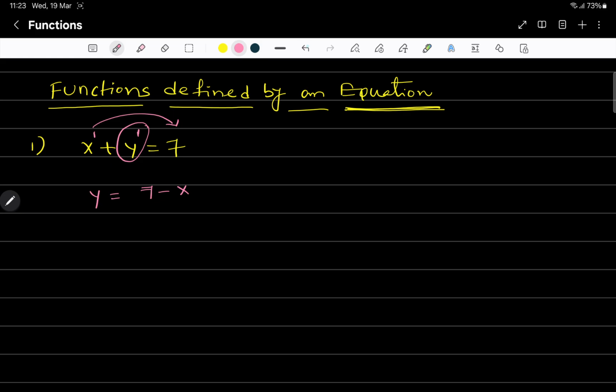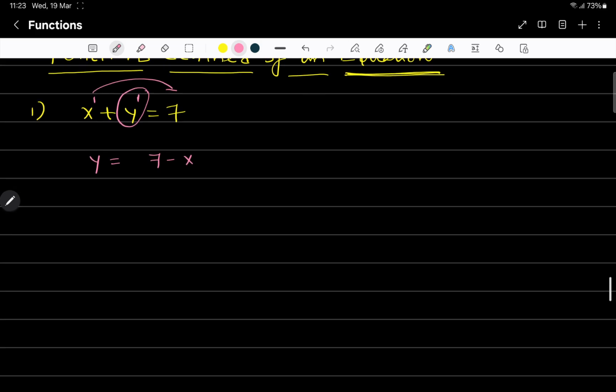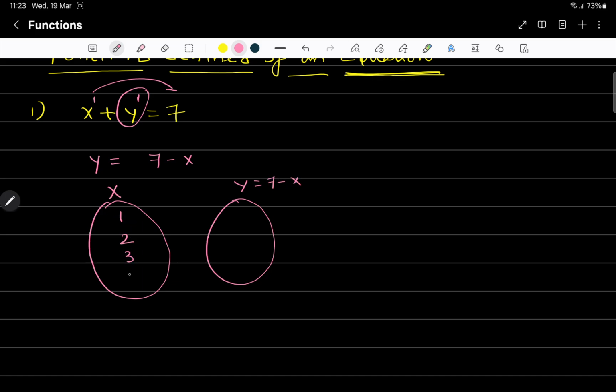So y is equal to 7 minus x. Now I will take some values, here x and here y. y is equal to 7 minus x. Now I will give some numbers: x is equal to 1, 2, 3, 4. Check y. If x is equal to 1, y is how much? 7 minus 1, that is 6. So 1 has only one answer, 6.